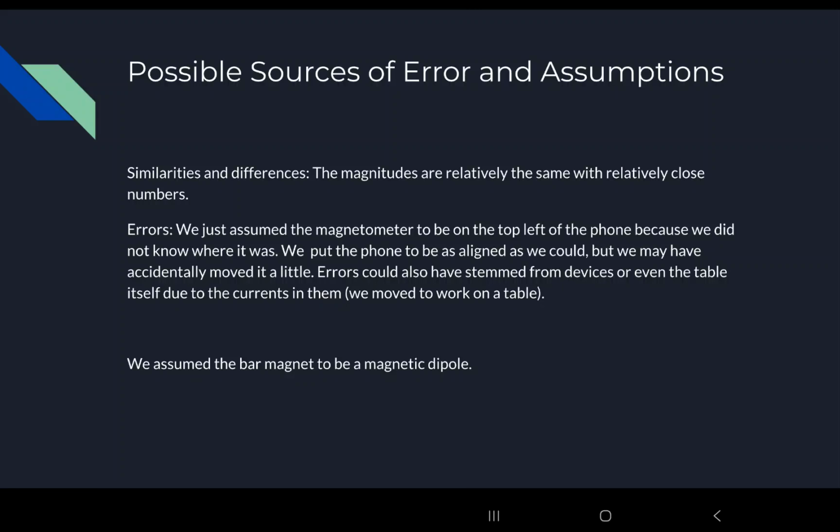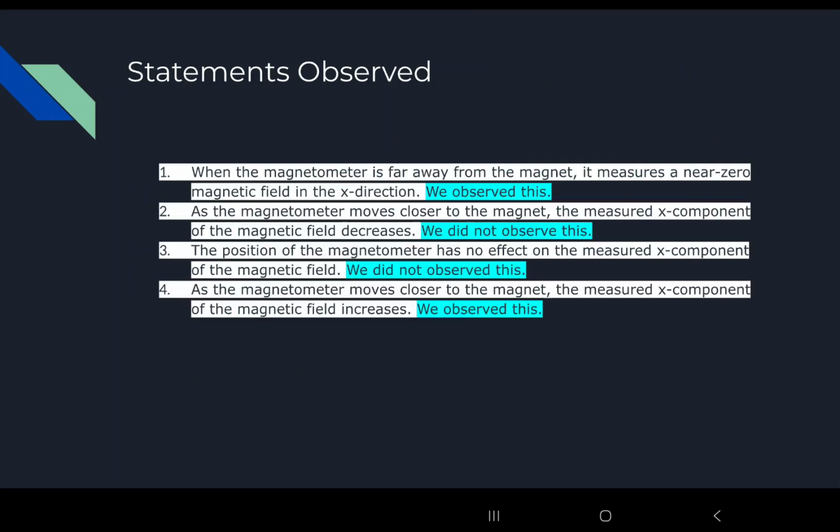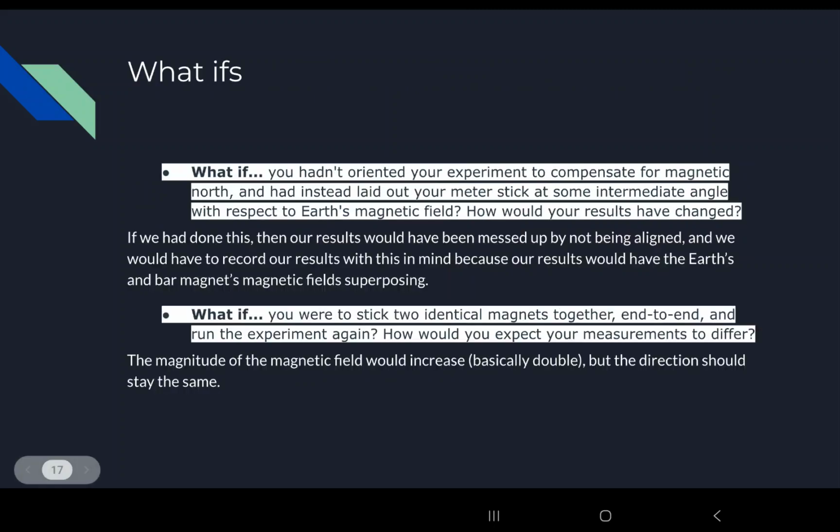Errors may have also stemmed from devices that had currents in them, or even the table itself may have had a current in it. For assumptions, we assumed the bar magnet to be a magnetic dipole. And for the statements observed, we observed statements 1 and 4, but we did not observe statements 2 and 3.